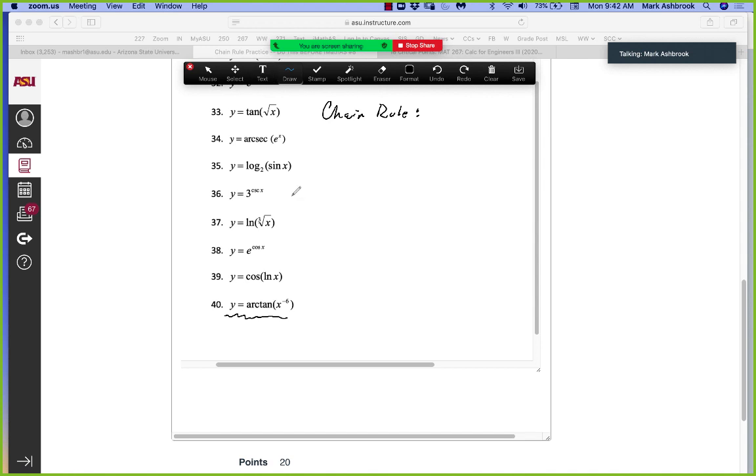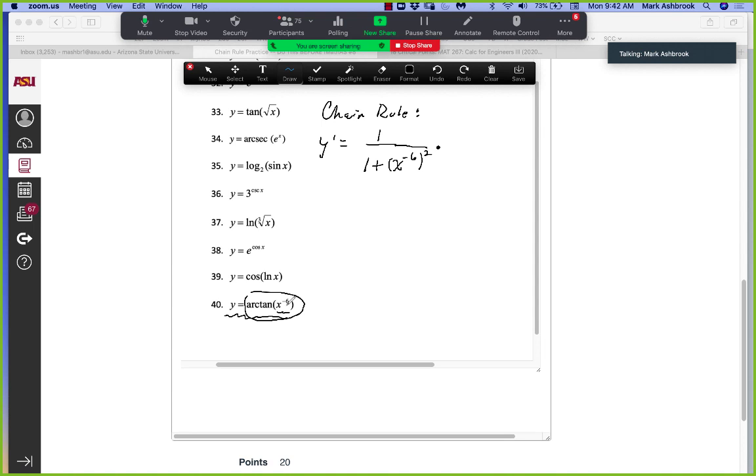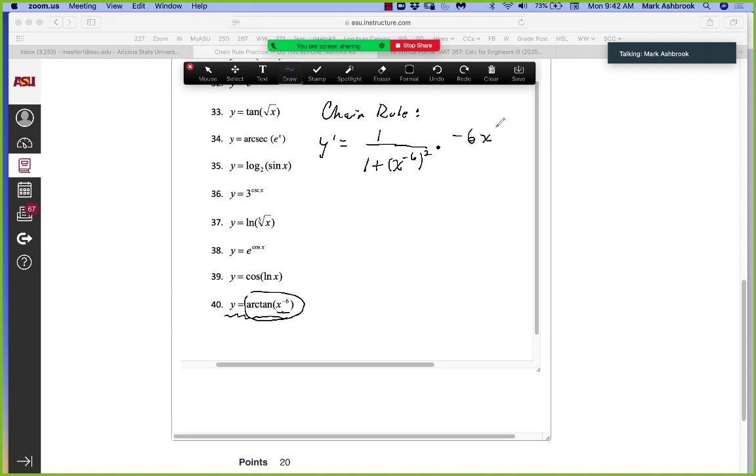So the chain rule for this one, number 40, would be that y prime is what? We're going to do the rate of change in the big picture, which is 1 over 1 plus that thing squared. That's arctangent, right? Then times the derivative of the interior function, which would be negative 6x to the negative 7.